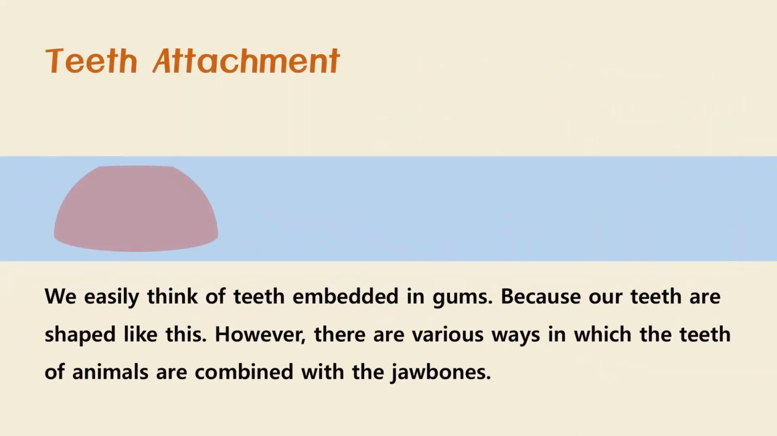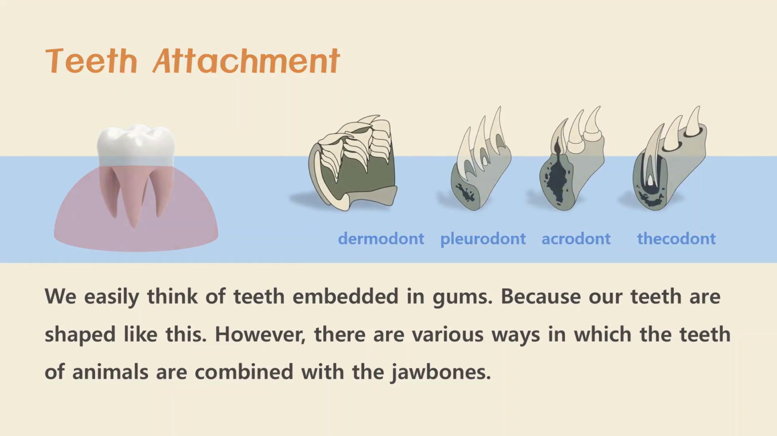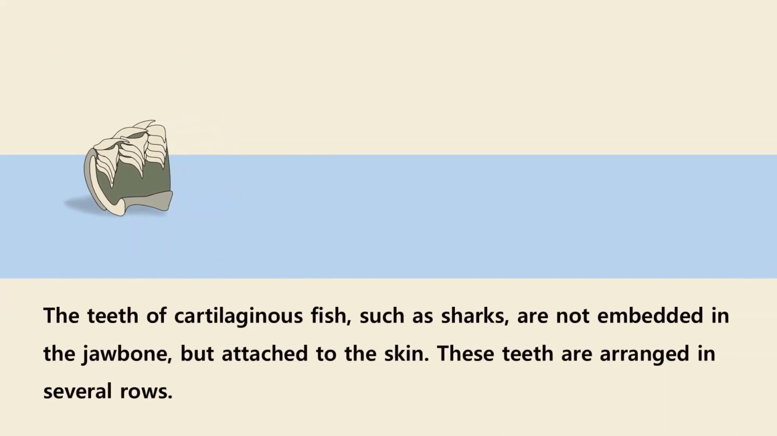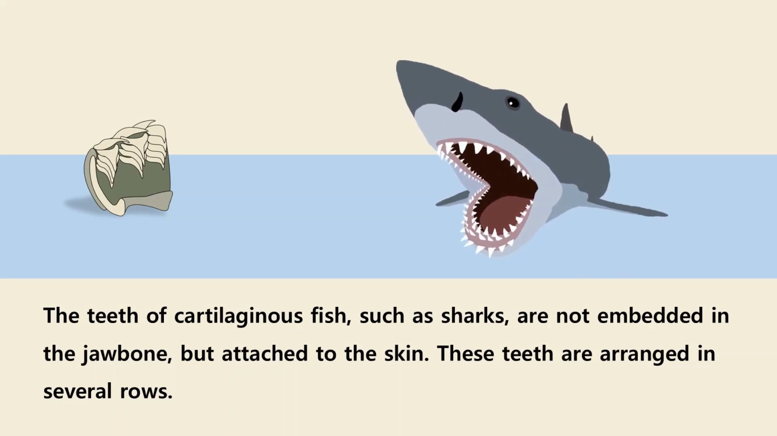Teeth attachment. We easily think of teeth embedded in gums, because our teeth are shaped like this. However, there are various ways in which the teeth of animals are combined with the jawbones. The teeth of cartilaginous fish, such as sharks, are not embedded in the jawbone, but attached to the skin. These teeth are arranged in several rows.